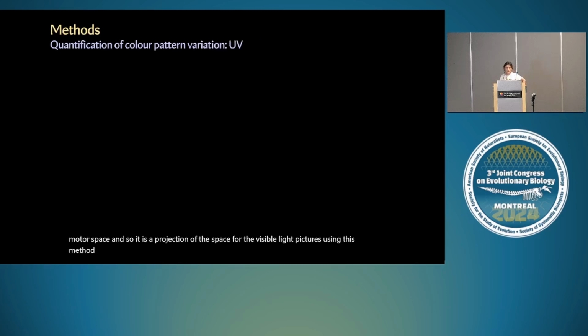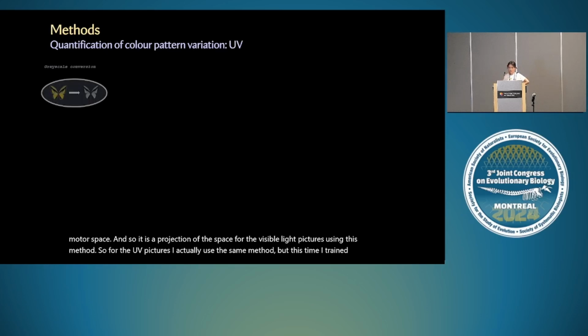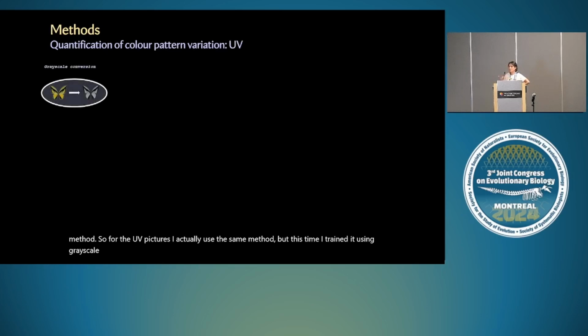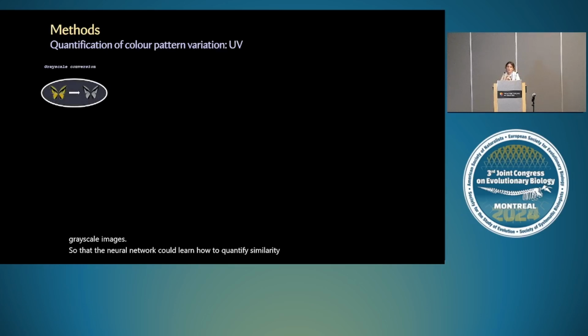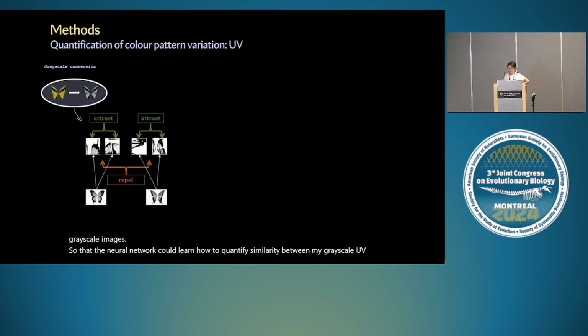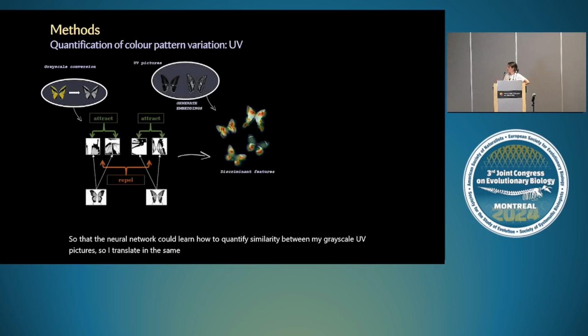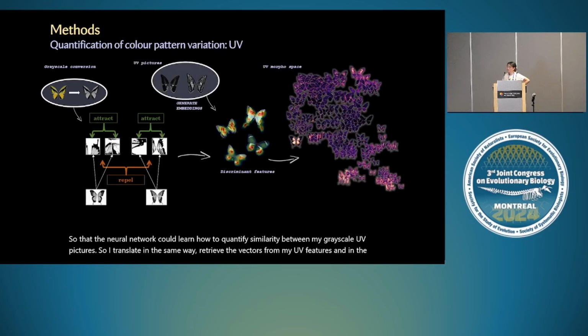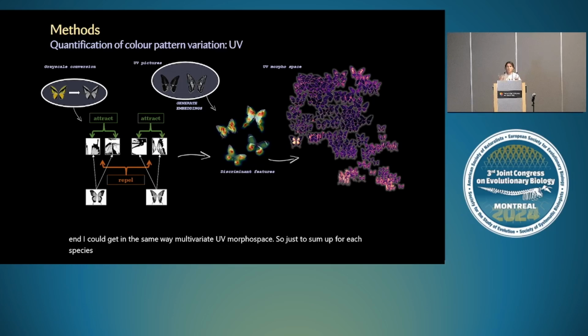For the UV pictures, I actually use the same method, but this time I trained it using grayscale images, so that the neural network could learn how to quantify similarity between my grayscale UV pictures. So I trained it in the same way, retrieved the vectors from my UV pictures, and in the end, I could get, in the same way, a multivariate UV morphospace. So just to sum up, for each species, I now have two multivariate traits, one corresponding to the visible light color pattern and one corresponding to the UV color pattern.